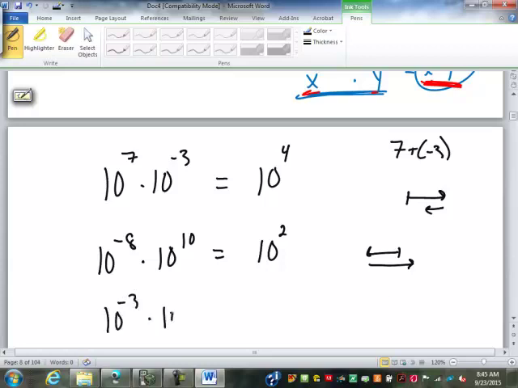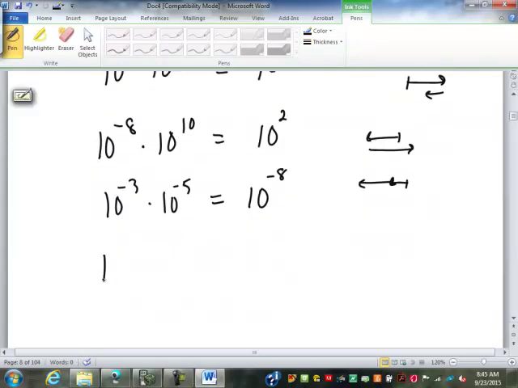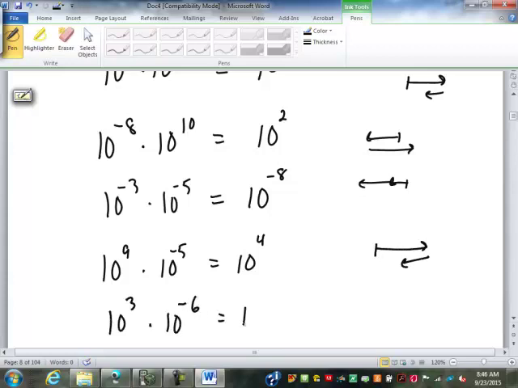10 to the negative 3rd times 10 to the negative 5th is 10 to the negative 8. Yeah, negative 3, negative 5. Both go negative, so it's negative 8. Well, 10 to the 9th times 10 to the negative 5th is 10 to the 4th. 9, negative 5, ends up at 4. 10 to the 3rd times 10 to the negative 6th is negative 3. Very good. 3, negative 6, ends up at negative 3.